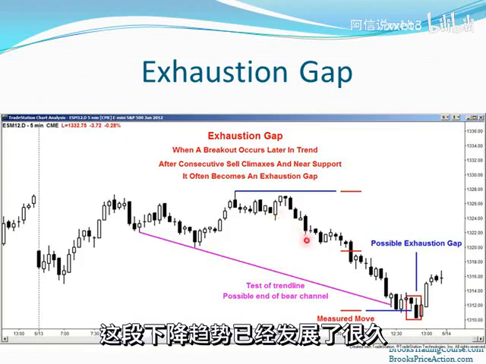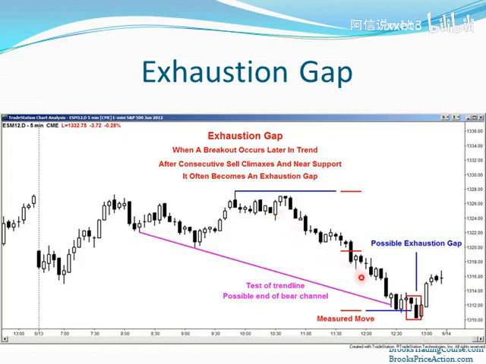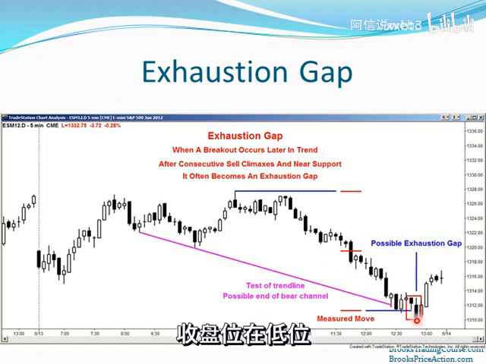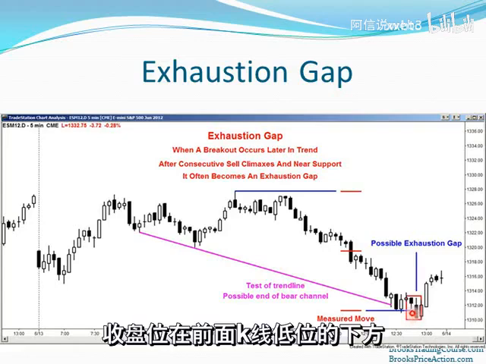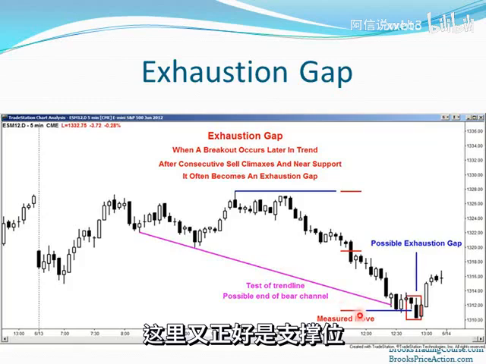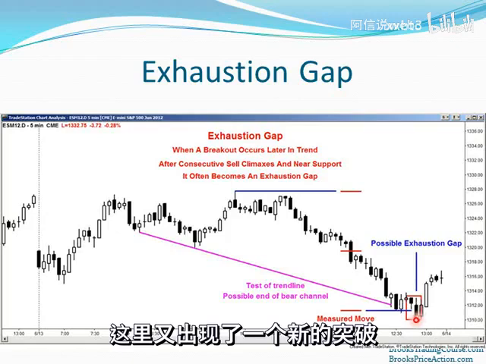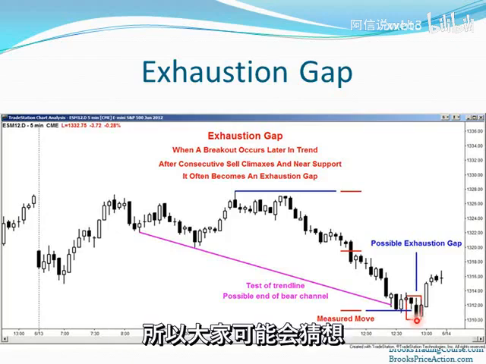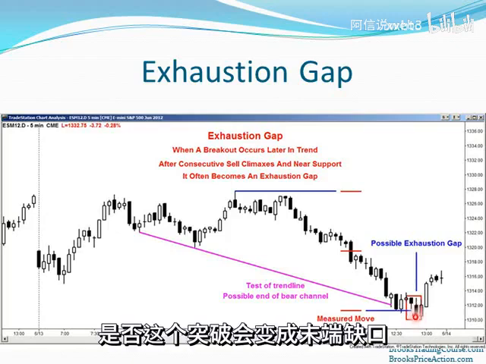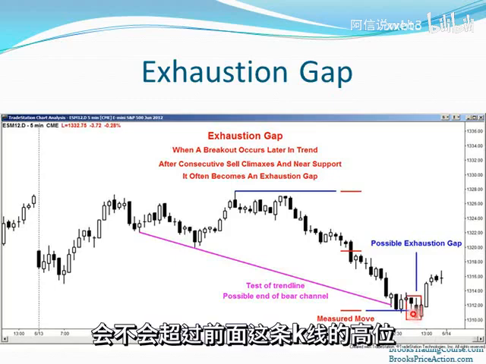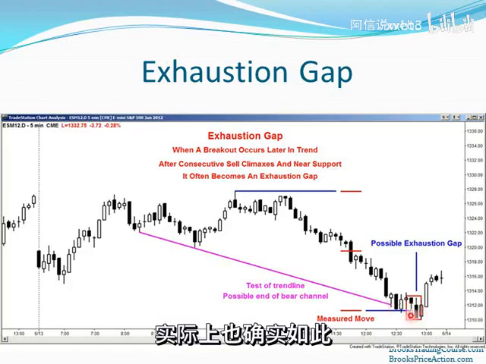So here's an example. We have a bear trend that's going on for a long time. And now we have another bear trend bar closing on its low, and its close is below the low of the bar before it. We're at support, right? We're at a measured move target, and now we have a renewed breakout. Traders will wonder if this breakout attempt will become an exhaustion gap. In other words, they're wondering if the next bar will get above the high of the bar before it, closing the gap, which is what took place.